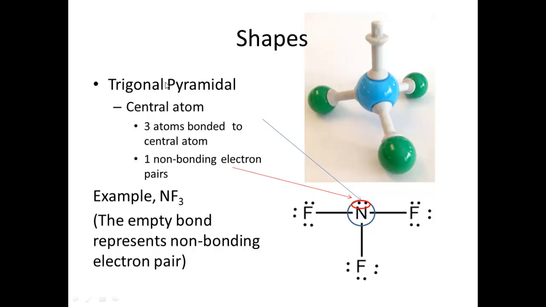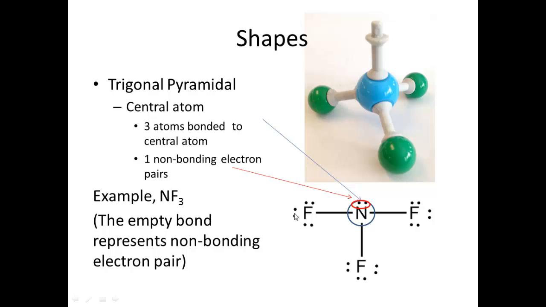Our next shape: trigonal pyramidal is when you have 3 atoms bonded to a central atom, but you actually have a pair of non-bonding electrons there. And we actually used this example before in our last set of notes. So the name of the shape is trigonal pyramidal: 3 atoms bonded to the central atom and 1 non-bonding electron pair.